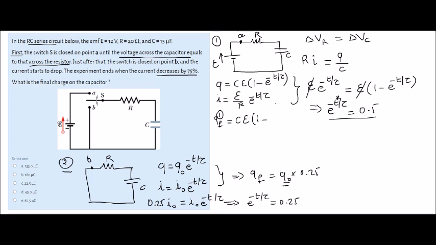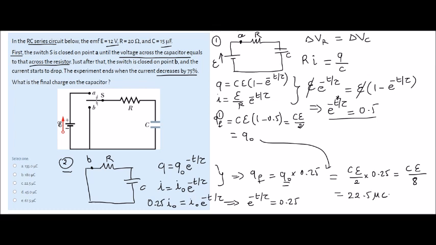I can replace it here. CE times 1 minus 0.5. So this is CE over 2. Okay? And this is equal to what exactly? Q naught. So we use this here. What do we get, what is the final charge? CE over 2 times 0.25. So it means CE over 8. What is C? 15. E? 12 volt. And when you do that, you will get 22.5 microcoulomb. Not too difficult, just a two-step problem. That's the right answer.